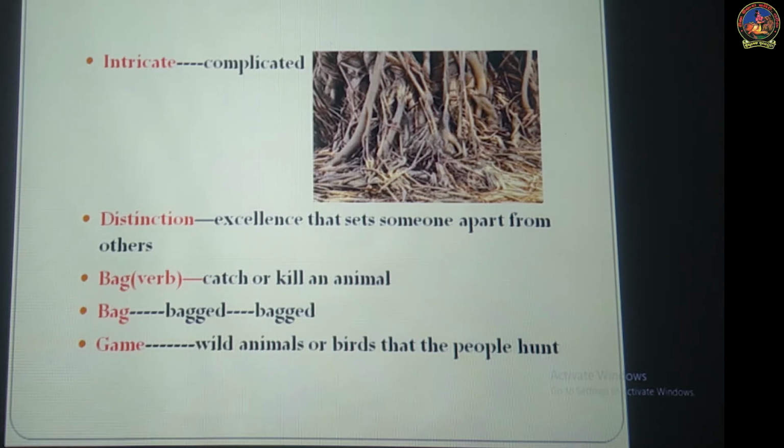Bag has been used here as a verb. Bag means catch or kill an animal. Its first form is bag, second form is bagged, the third form is bagged. There is another word, that is game. Game means wild animals or birds that people hunt. Wild animals or birds that people hunt are called game. Students, this is all about your unfamiliar words in the SGP-1.